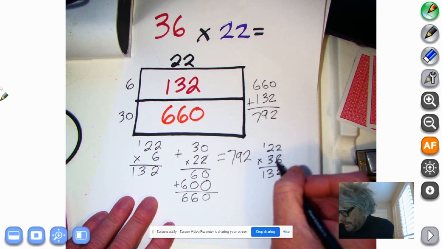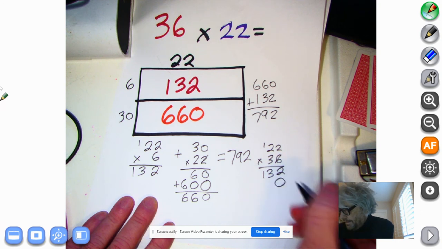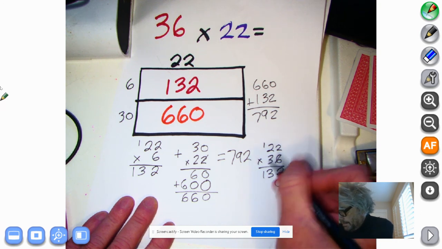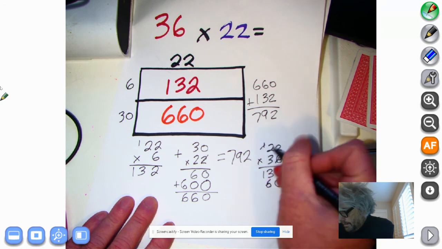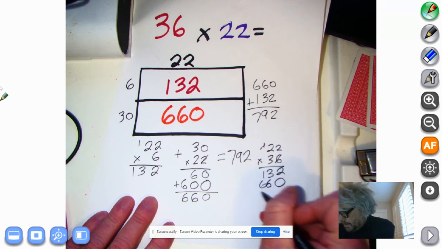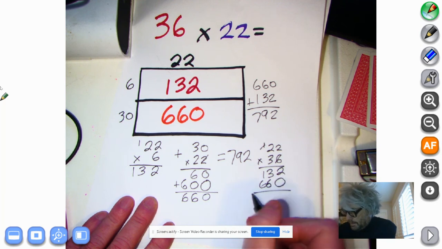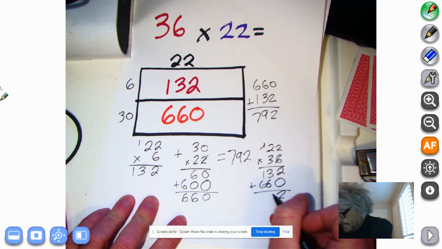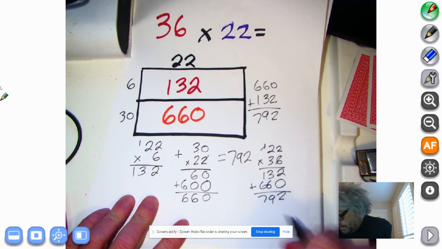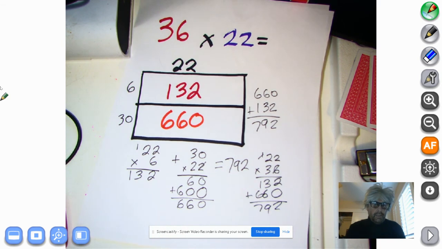Now we go with the 2. We have a 0 right here, right? So we're multiplying by the 10, so we're just going to put a 0 right there. So then the 2 times the 3, because there's 6, and we can cross that out, and 2 times 3 is 6. So there's the partial products right there, 132 and 660. We add, we get the 2. 3 to 6 is 9. 792. It looks like the answers are right all the way around.